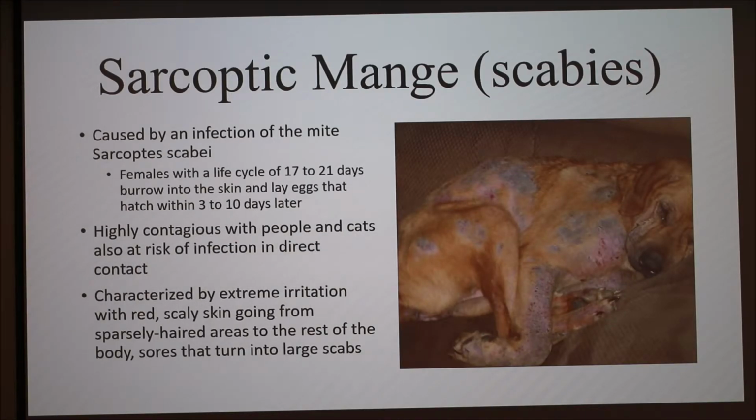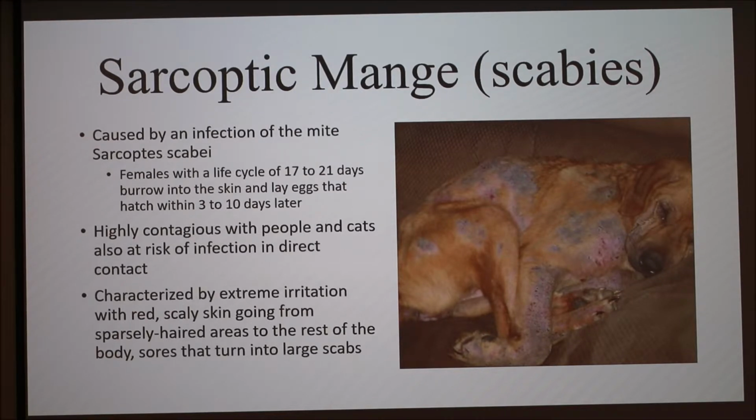So Sarcoptic mange, which is also called scabies, which is what people normally hear it be called, is caused by an infection of Sarcoptes scabiei, which is actually closely related to a spider. The females have a life cycle of 17 to 21 days, and they'll burrow into the skin and lay eggs, which hatch within 3 to 10 days, so you kind of have to keep retreating it until you kill the eggs, as well as the females that are living on the skin. It's highly contagious with people, and cats are also at risk of infection when they come into direct contact.